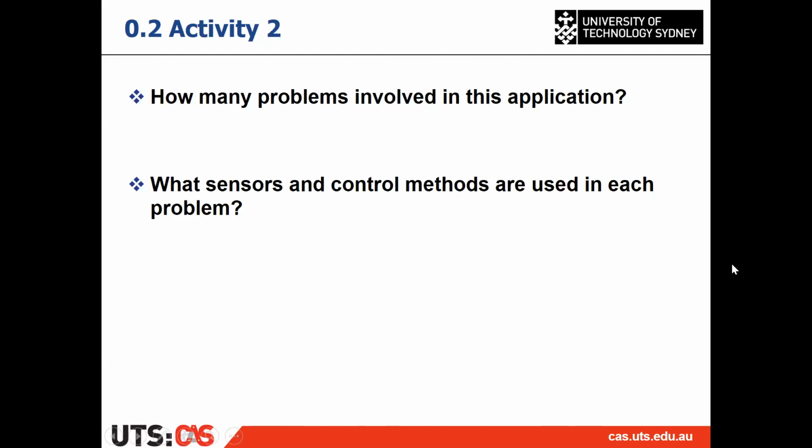You would have navigation problems, like finding issues. Yeah, you would have to locate where the thing you want to lift up is. Yeah, that's right. And for solving each of the problems, what sensors and control methods have you used? You could have something like a laser, like a time of flight sensor for avoiding stuff, and a camera to locate where you want to pick things up. Yeah, that's very good. Thanks a lot. So, do any others have other ideas on that?